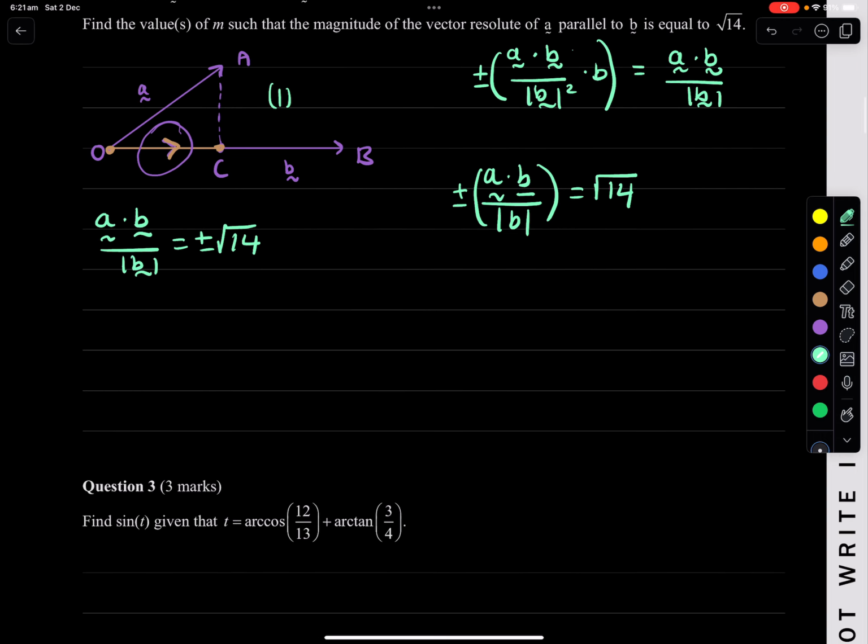So that's good to know. So the first case, let's take root 14 as positive. So taking root 14, let's find A dot B.